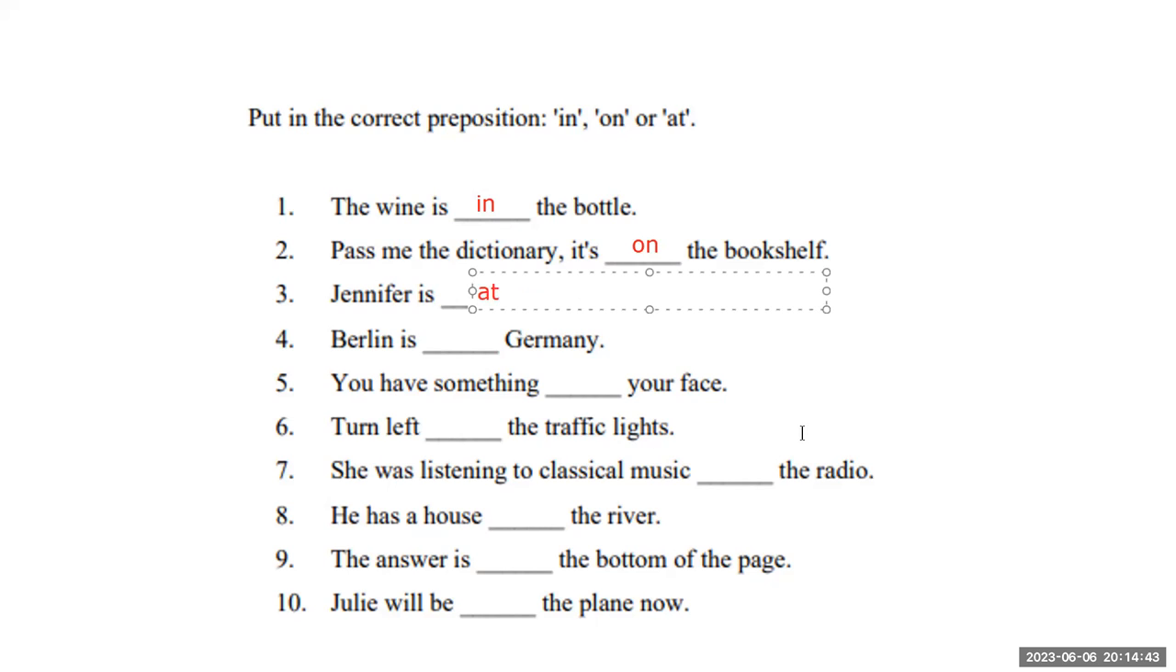Mm-hmm. You say in this way? Okay, American, are you there? Tell me number four, please. Okay, Mauricio, number four, please. Berlin is in Germany. Okay, Don Jose, number five, you have something?